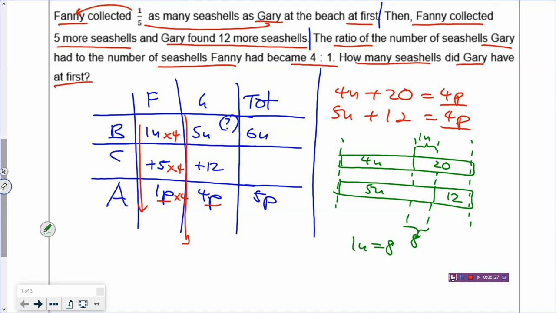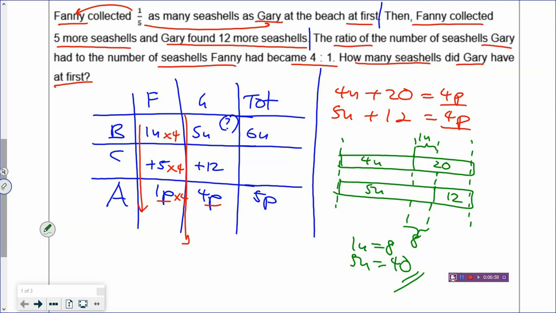So Gary has 5 units at first. So how many did Gary have at first? 5 units. So 8 times 5, 40. And you solve it. At least a 4-mark question. So what have I done over here? I've used the table method with model together to solve the problem. I think this is a little easier compared to trying to draw the whole model on its own, which is possible, but if there's something easier, let's go for the easier way.